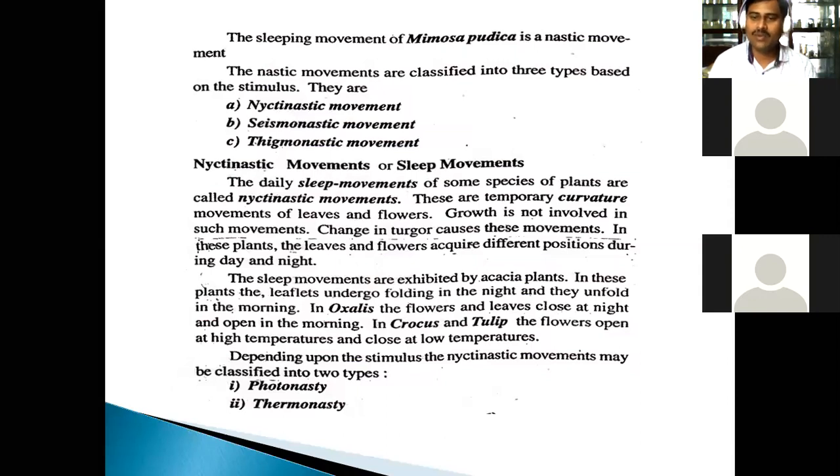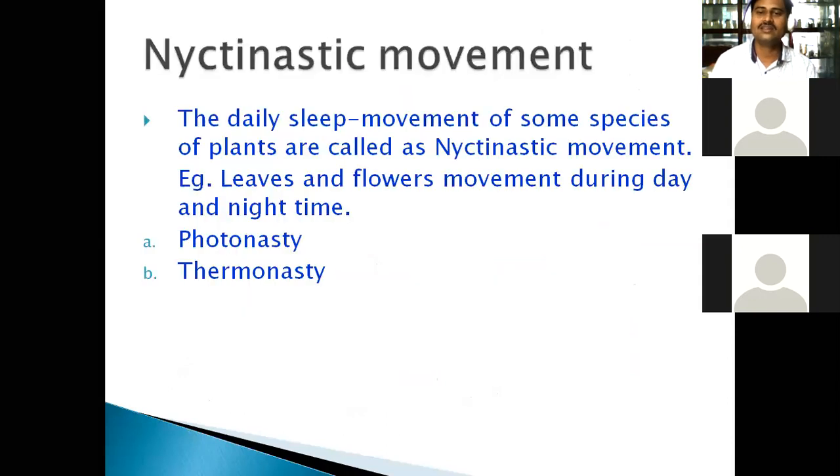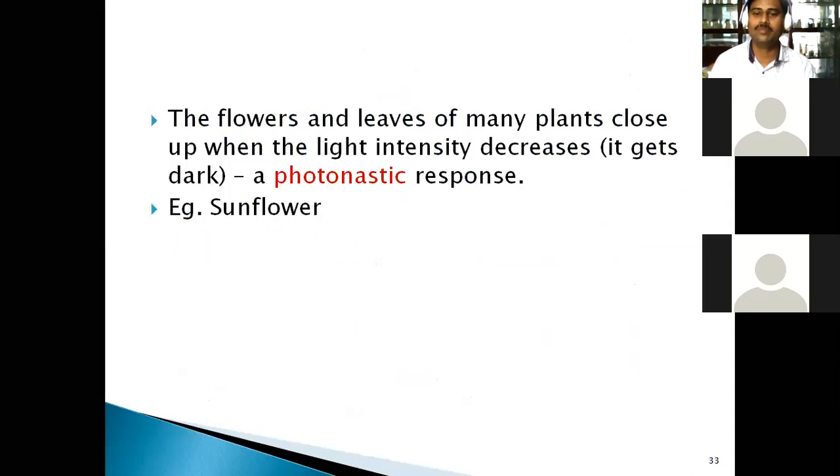Sleep movements are exhibited by a variety of plants, just like Acacia. We see it in the babhul tree also. In Acacia species, in the night time they close down their leaflets, and in the morning they open out. So that is again called nastic movement. That is sleep movement. It is not related with light, but it is dependent on day duration.